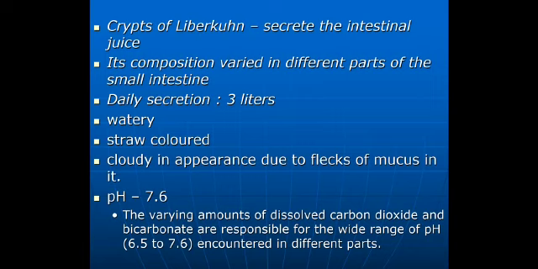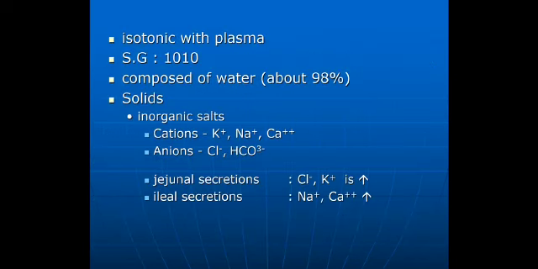On an average, it secretes around 3 liters per day. It is watery, straw colored, and cloudy in appearance due to flecks of mucus. The pH is alkaline, around 7.6. The varying amounts of dissolved carbon dioxide and bicarbonate are responsible for the wide range of pH, from 6.5 to 7.6, encountered in different parts. It is isotonic with plasma with a specific gravity of 1010. It is composed of water.